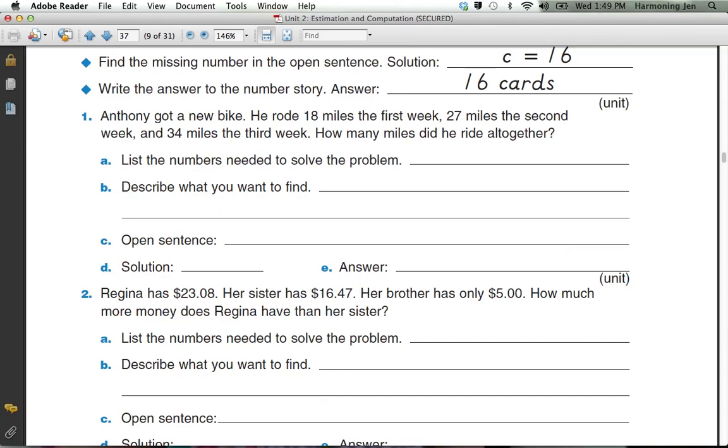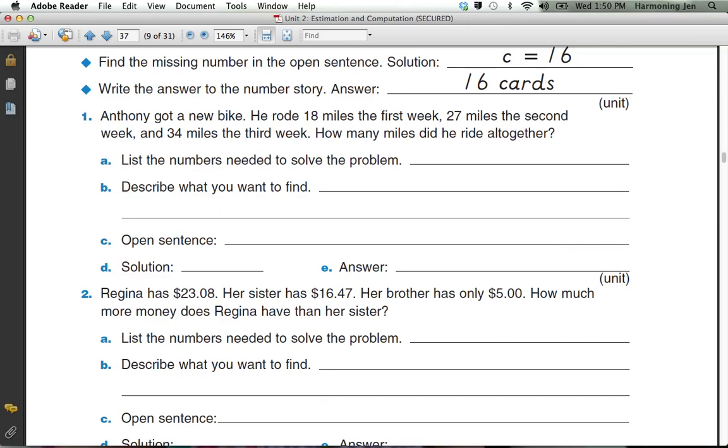Now what I would like you to do is to find the solution and the answer to this problem. Remember, your solution is what number will go in place of that m. So your solution should say m equals a number. And then your answer will be that solution along with your unit. How many miles? Put the number and write miles.